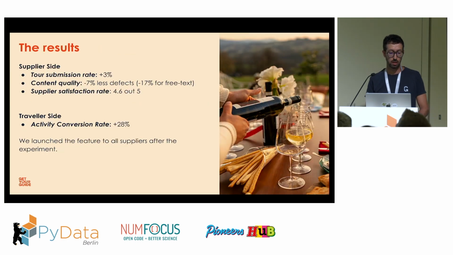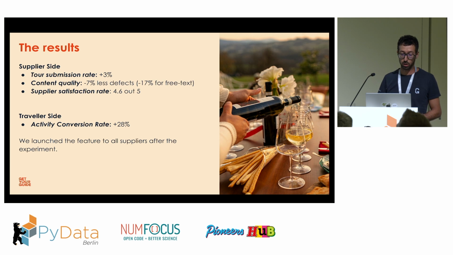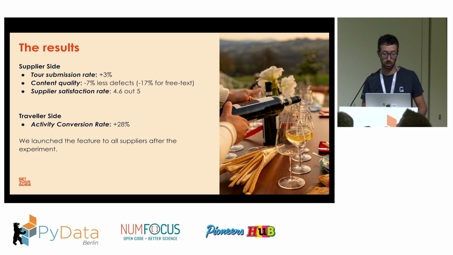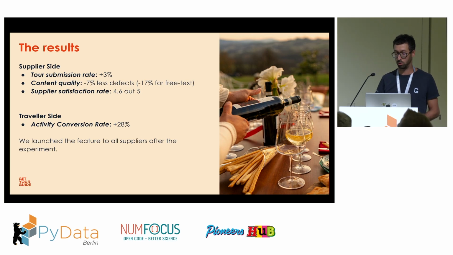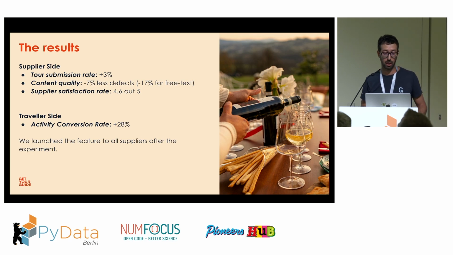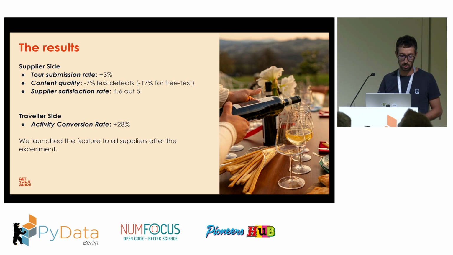What were the results? We observed a 3% uplift in submission rate, which is the probability that the tour is submitted to be online after being created. We improved the content quality by 7% across all the text generated, and specifically 17% on the free text section, which was the section that usually had the most errors. And this was as well the highest rated feature across the whole year from our suppliers, 4.6.